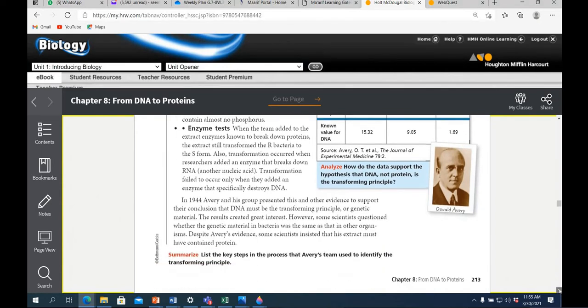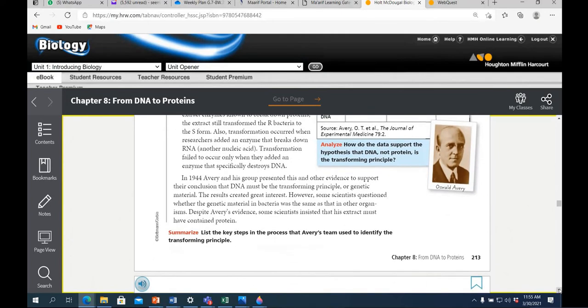All right, ladies. So in 1944, finally, Avery and his group presented this and other evidences to support their conclusion that DNA must be the transforming principle or the genetic material. The result created great interest. However, some scientists questioned whether the genetic material in bacteria was the same as that in other organisms. Then, despite Avery's evidence, some scientists insisted that his extract must have contained protein.